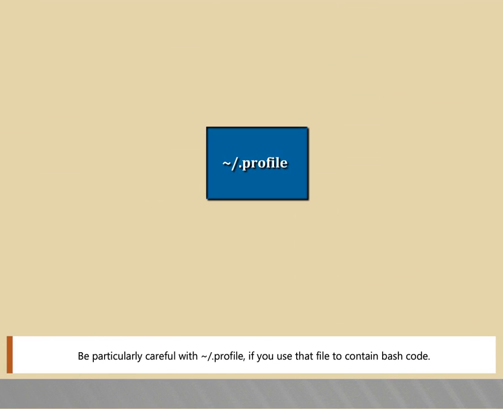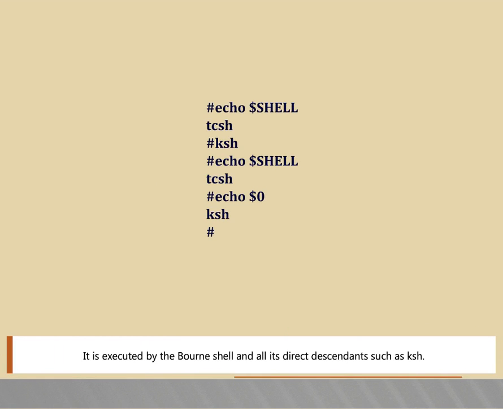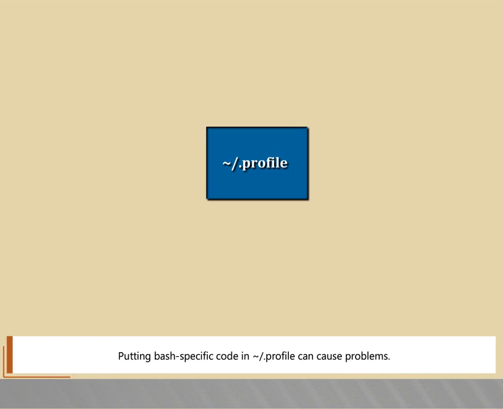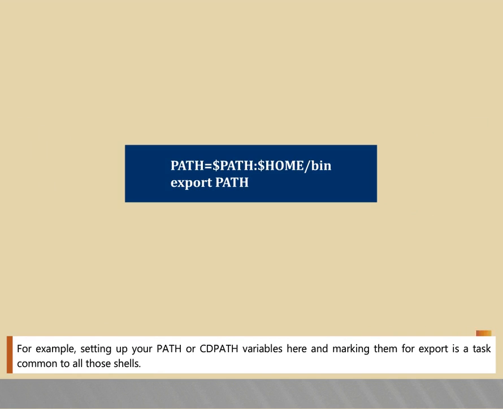Be particularly careful with ~/.profile if you use that file to contain bash code. It is executed by the Bourne shell and all its direct descendants such as ksh. Putting bash-specific code in ~/.profile can cause problems. On the other hand, if you use lots of different shells, it can be quite useful to put common code in this single file. For example, setting up your PATH or CDPATH variables here and marking them for export is a task common to all those shells.